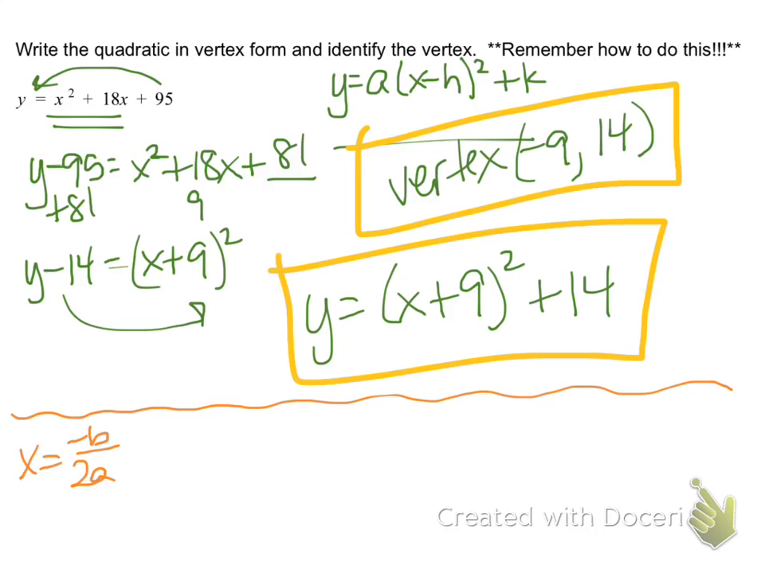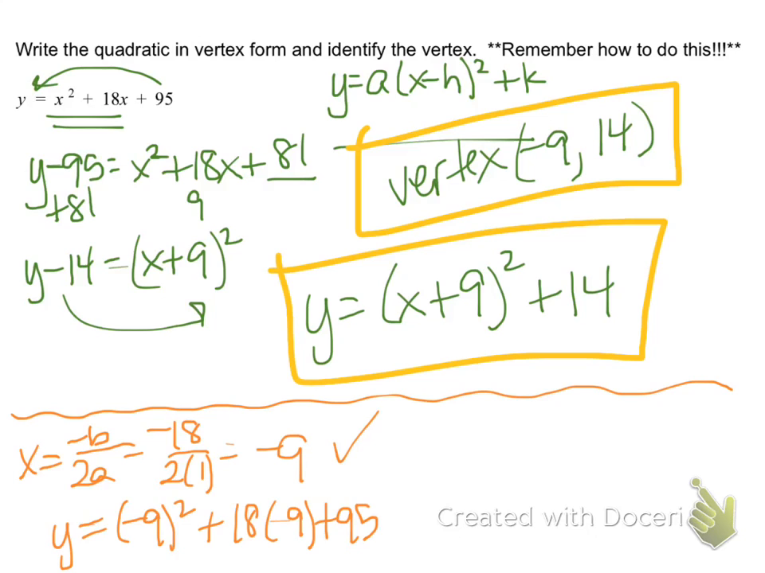But now let's just double check this. If we would have kept it in standard form and found the vertex, in standard form we find the vertex by opposite b over 2a. So opposite of 18 over 2 times 1, I would have gotten negative 9, which is what I did get for my vertex. And then plugging that back in for the x to find y, I do in fact get y equals 14. So no matter how I find my vertex, by putting it in vertex form or finding the vertex from standard form, you should get the same vertex. It is the same parabola.